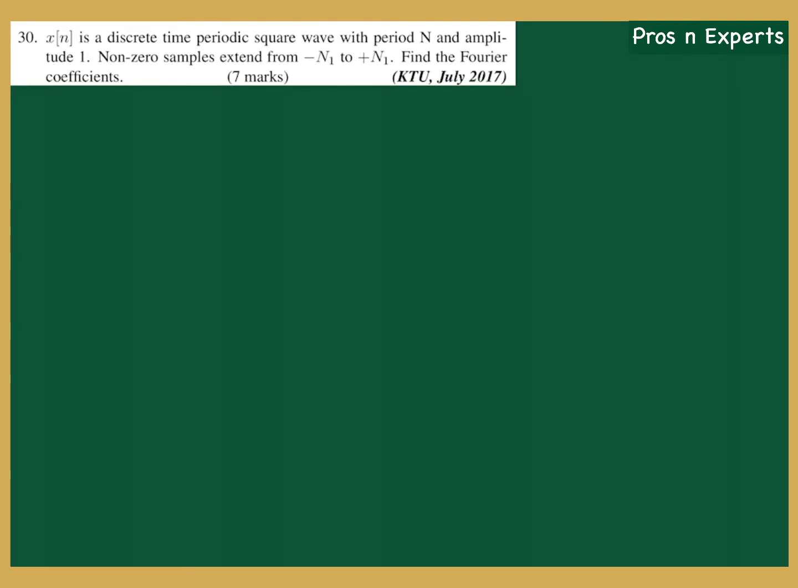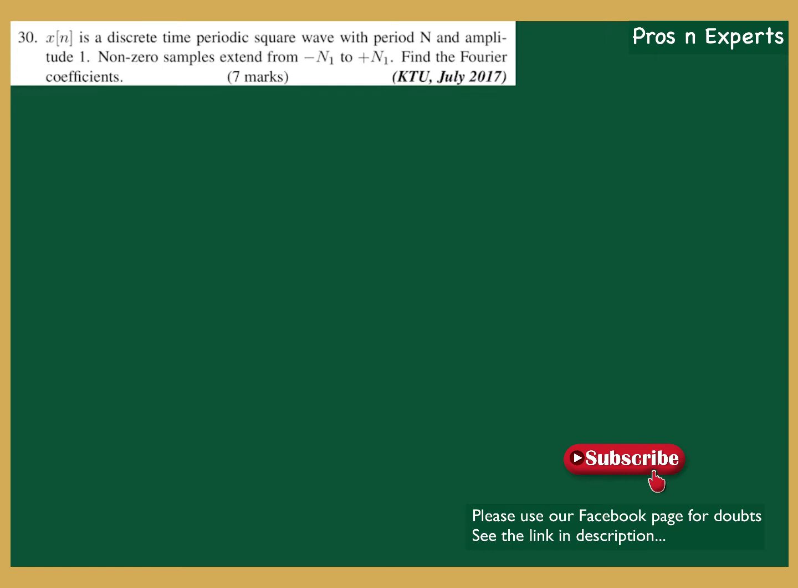Alright, let us start the next question. x of n is a discrete time periodic square wave with period N and amplitude 1. Non-zero samples extend from minus N1 to plus N1. Find the Fourier coefficients. So this is a discrete time signal, and what we have to evaluate is the discrete time Fourier series because it is a periodic signal.